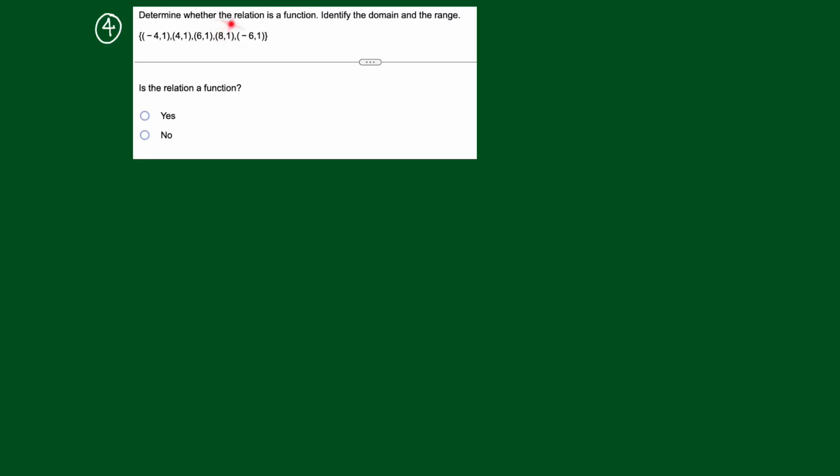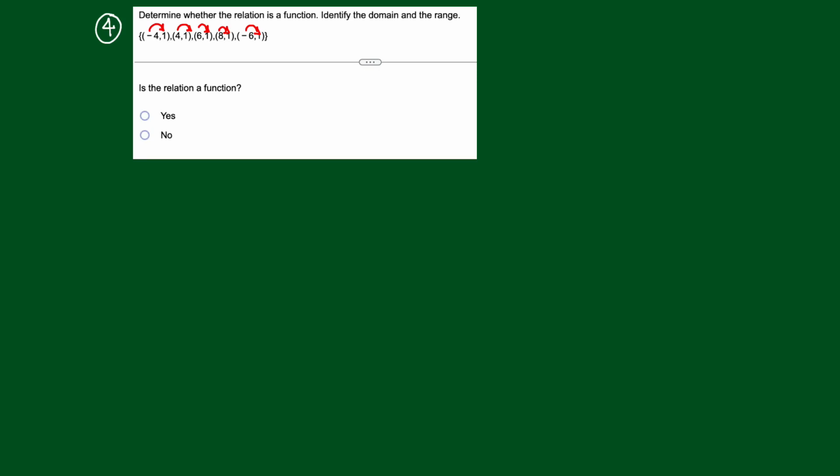Number 4, we want to determine if this relation is a function. Identify the domain and the range. Now what we have here is a set of ordered pairs. We have this pair, -4 goes to 1. All right, that's how I read these: -4 goes to 1, 4 goes to 1, 6 goes to 1, 8 goes to 1, -6 goes to 1. Looks like all these numbers somehow get converted to a 1.